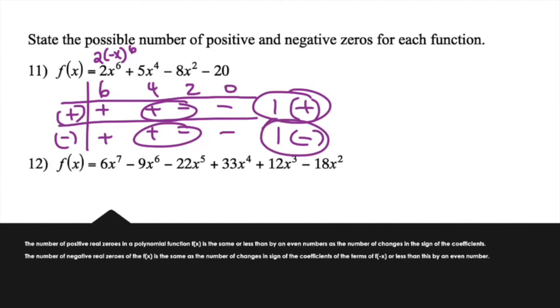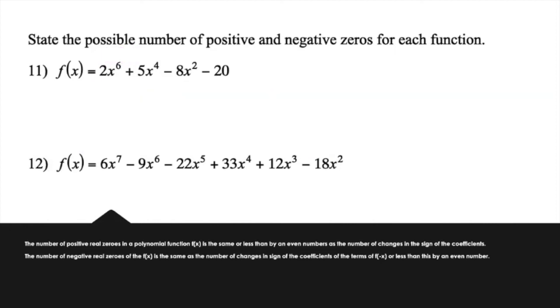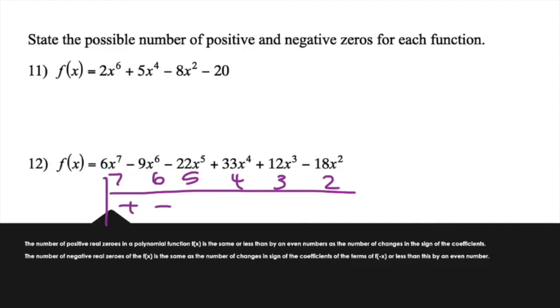Let's do number 12. I'm going to do the same thing. I'm going to write the exponents down. I'm going to write a 7, a 6, a 5, a 4, a 3, and a 2. I'm going to write the signs. This is a positive, a negative, a negative, a positive, and a negative.